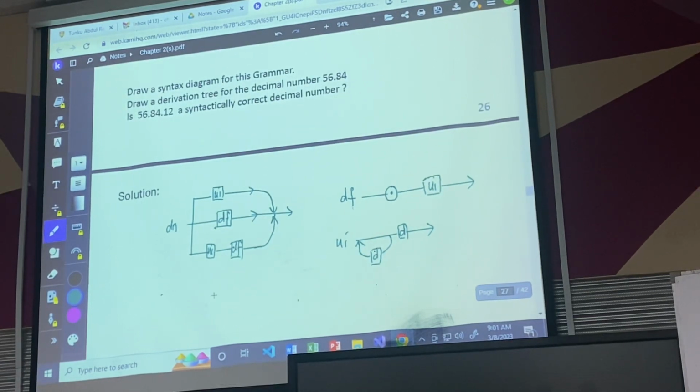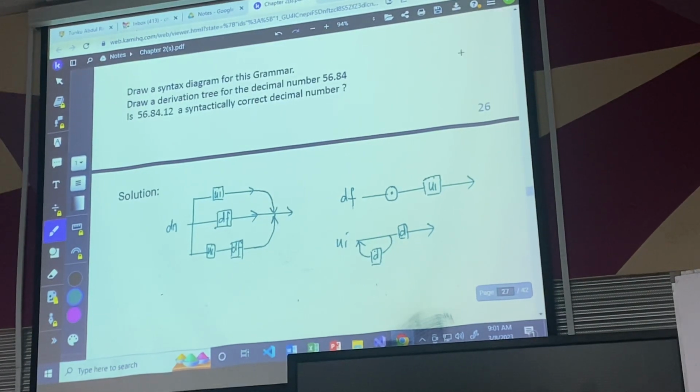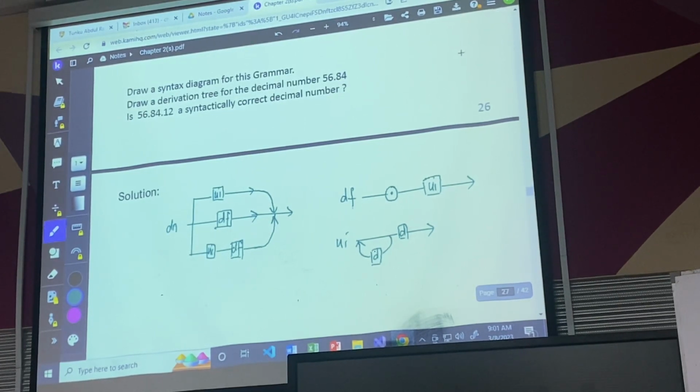So this is the syntax diagram, and they ask you to draw a derivation tree for the decimal number of 56.84. So you need to try to pass through the tree in order that you will get this 56.84 in your final substitution. Okay, so we will start with the decimal number.